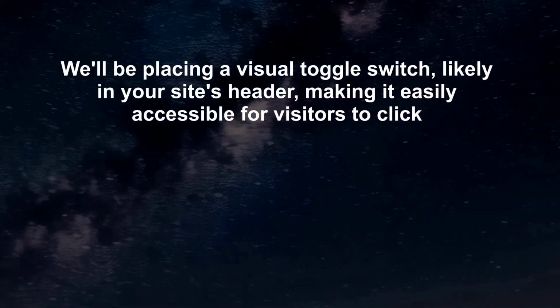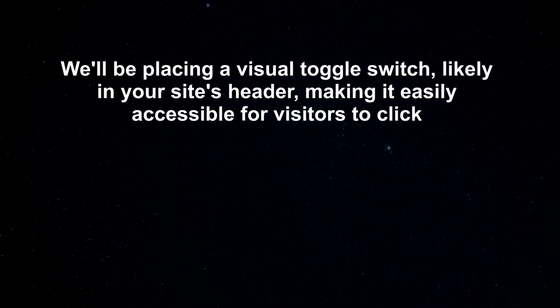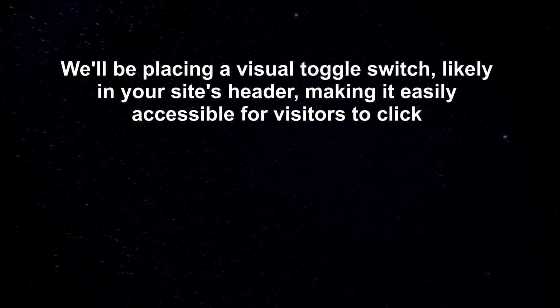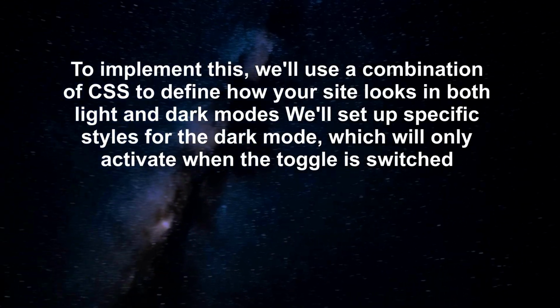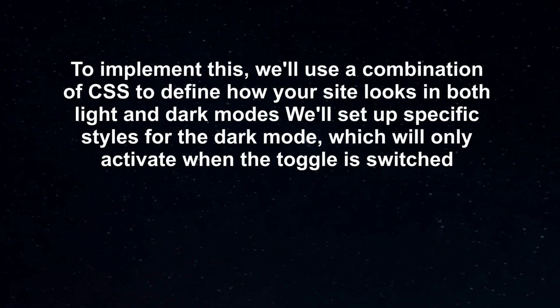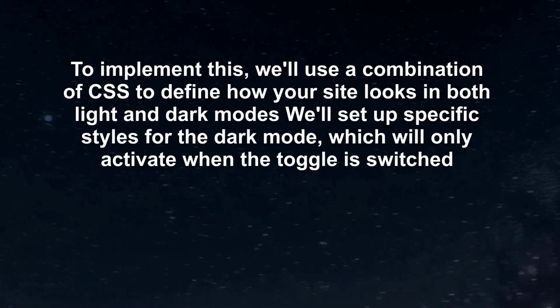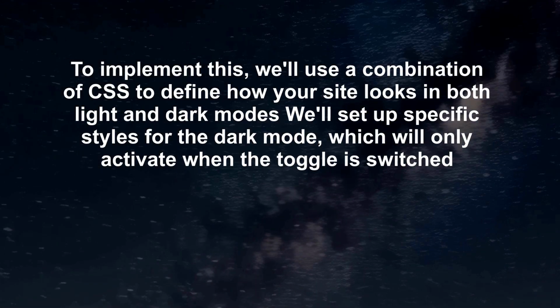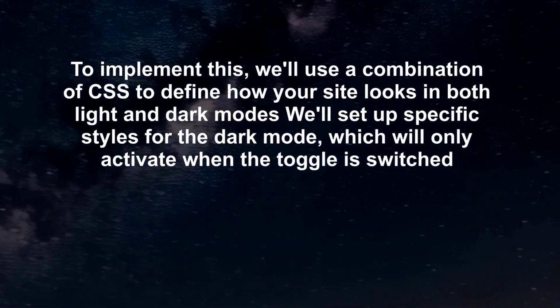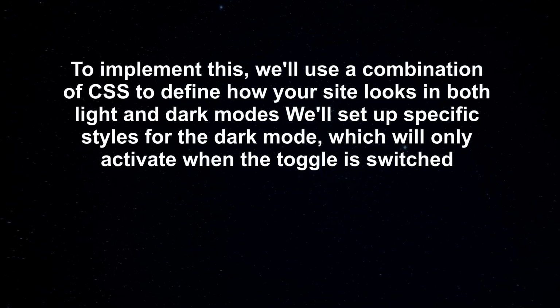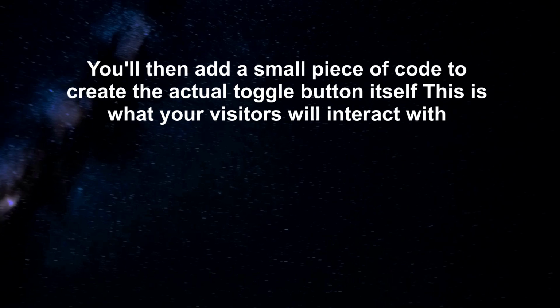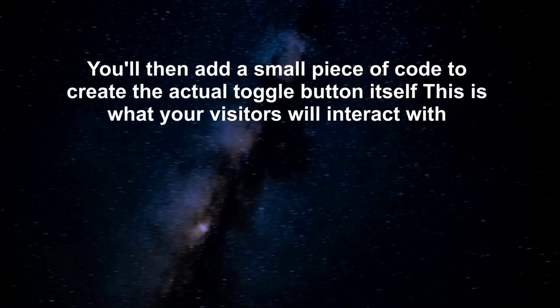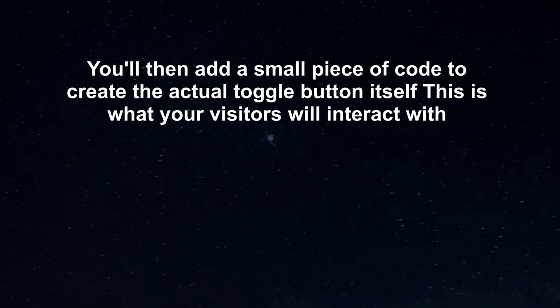We'll be placing a visual toggle switch, likely in your site's header, making it easily accessible for visitors to click. To implement this, we'll use a combination of CSS to define how your site looks in both light and dark modes. We'll set up specific styles for the dark mode, which will only activate when the toggle is switched. You'll then add a small piece of code to create the actual toggle button itself. This is what your visitors will interact with.